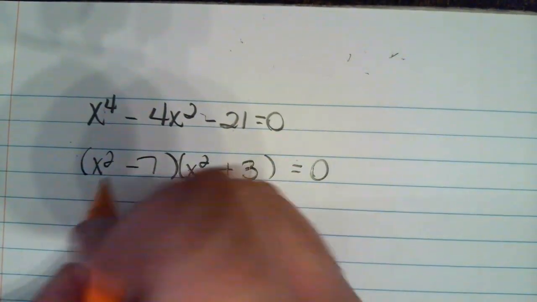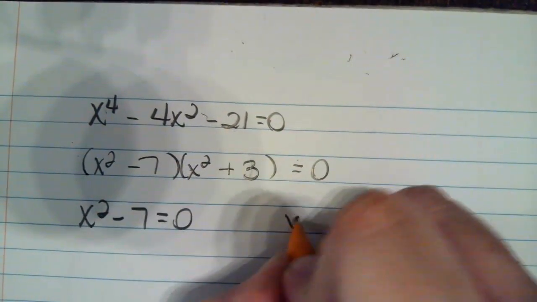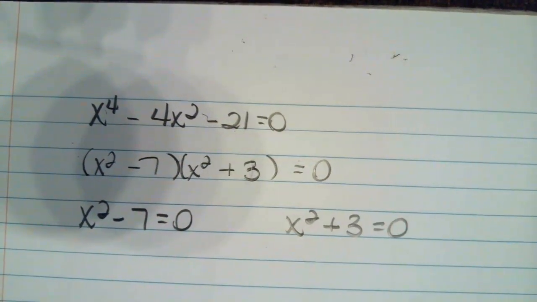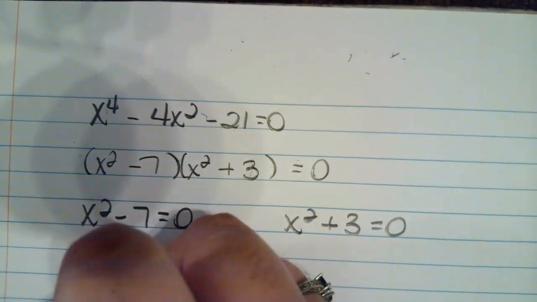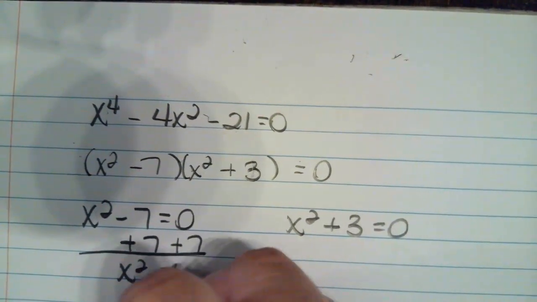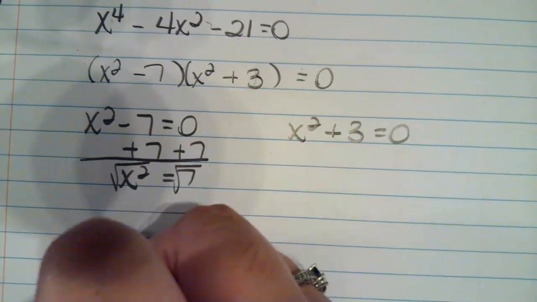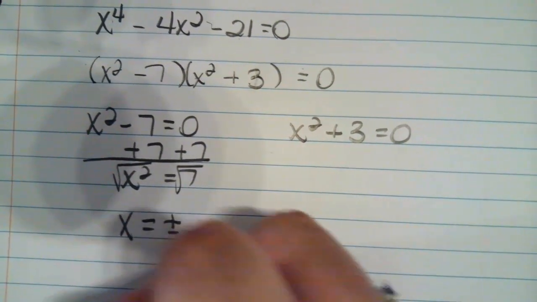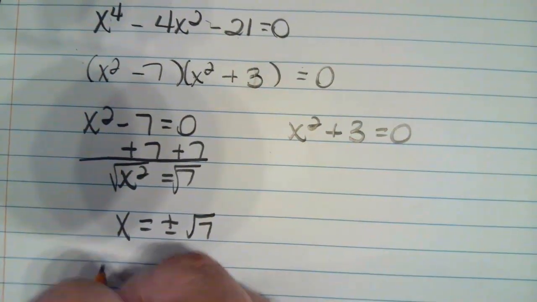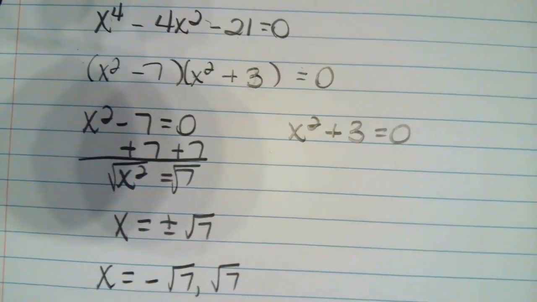Okay? So I'm going to take this set, which is x squared minus 7, and set it equal to 0, and then x squared plus 3 and set it equal to 0. So I'm going to add 7 to both sides. So I get x squared is 7. Take a square root, and x equals plus or minus root 7. So far I've got a negative root 7 and I've got a positive root 7.